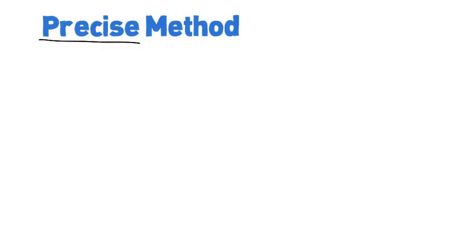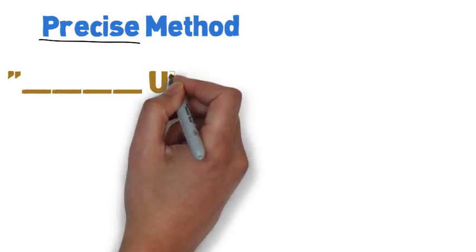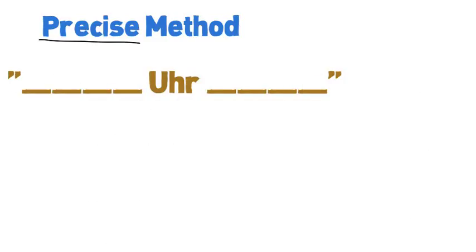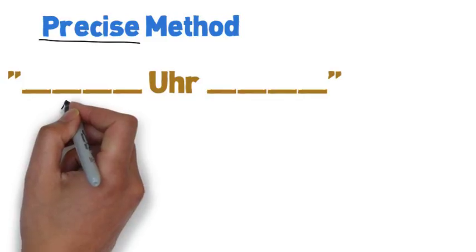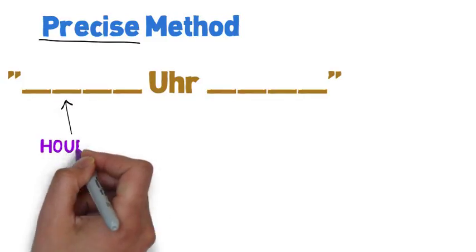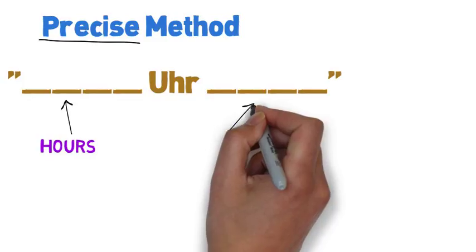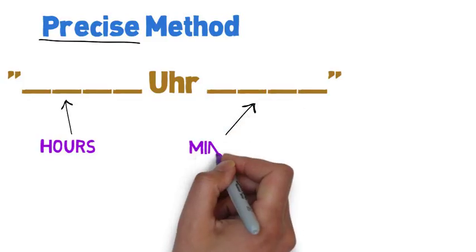Let's begin with the precise method. As the name implies, you should use this method for time when you are trying to be very precise or exact, telling when the train leaves or what time a class starts, for instance. The trick here is that you will use the hour number, the word Uhr, and then the minute number.